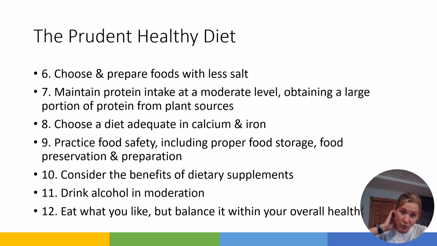Number 8, choose a diet that's adequate in calcium and iron. So again, calcium is easy for us to get in the form of dairy items, and iron can be rich in some of the dark leafy greens that we've talked about, but also in animal products such as red meats.